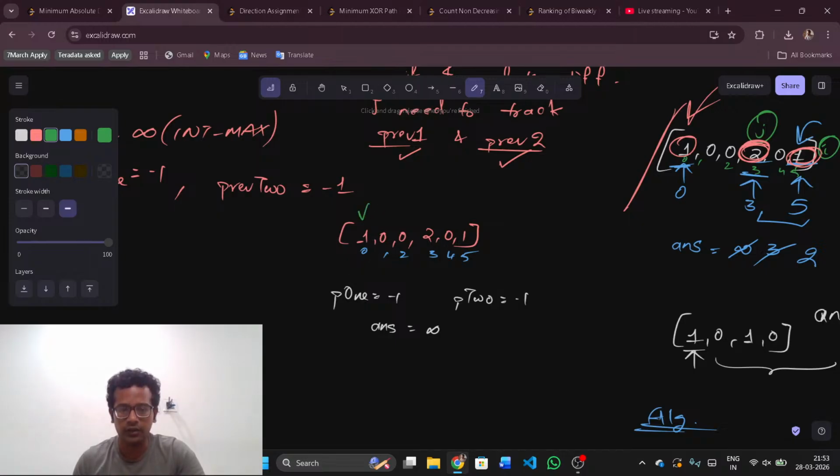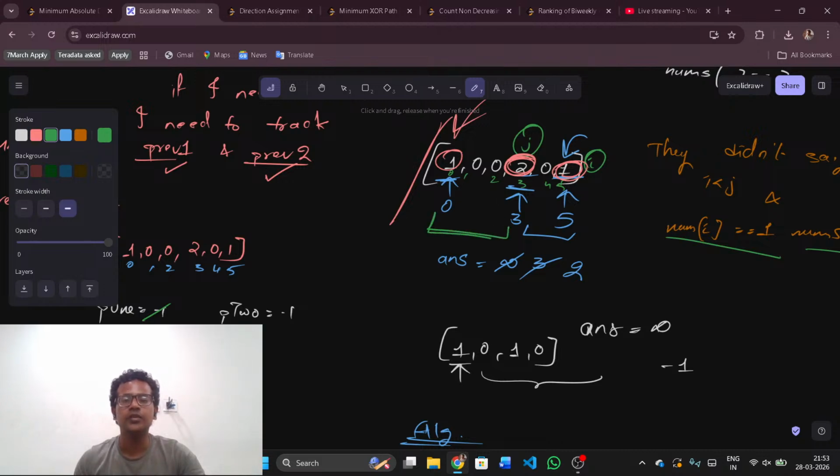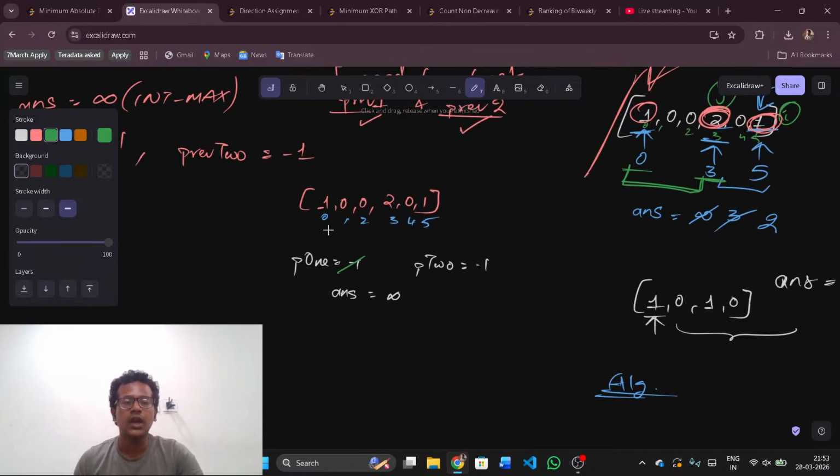I have a 1. So what I'll do is change previous 1 to the index where I got this 1. I'm not saying whether I got previous 1 or not; I'm storing the index where I got the previous 1 so that I can simply take the difference. So here, at index 0, I got 1, so previous 1 is updated to 0.